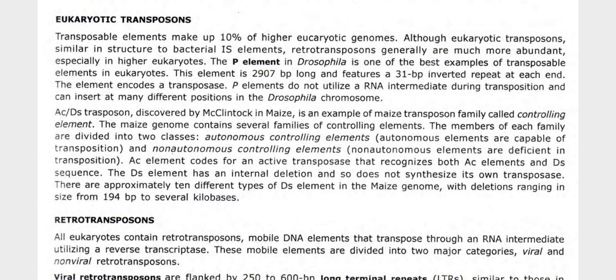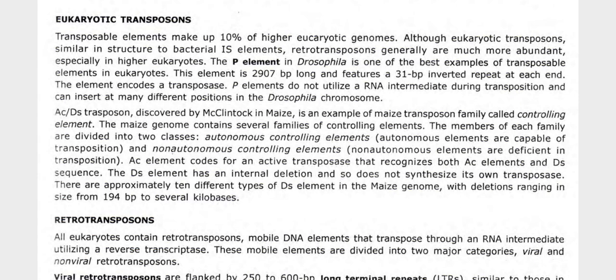Transposable elements make up 10% of higher eukaryotic genomes. Although eukaryotic transposons are similar in structure to bacterial IS elements, retrotransposons generally are much more abundant, especially in higher eukaryotes. The P element in Drosophila is one of the best examples of a transposable element in eukaryotes.